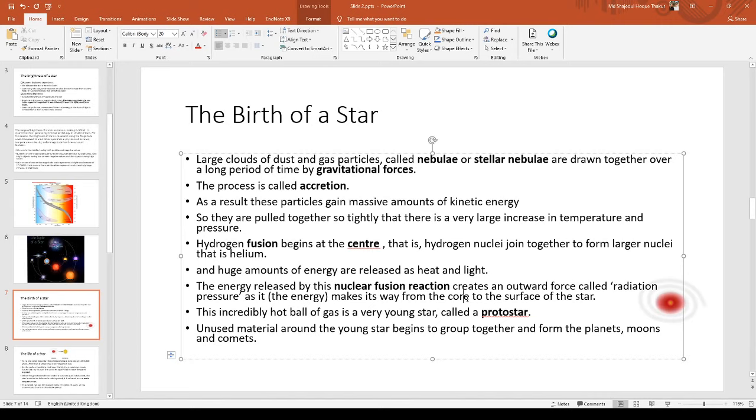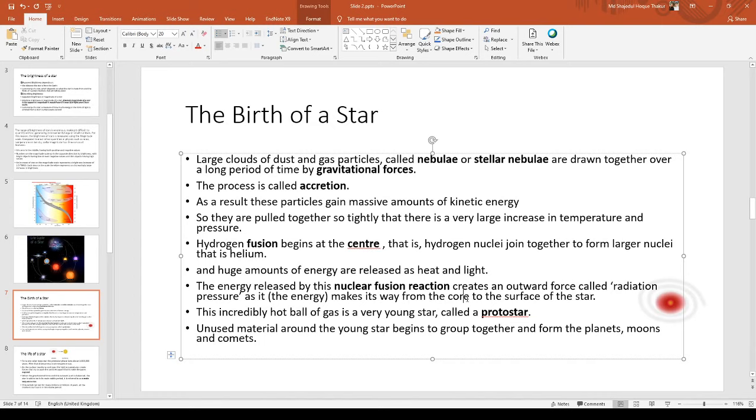So there are two forces. It's like a tug of war, right? Imagine someone is pulling into a circle using a gravitational force, and you are pulling out that same object using a radiation pressure force. So it's a tug of war between these two forces, right? Now in the protostar phase, the force of gravity is stronger. So what's gonna happen? The star is gonna get smaller and smaller.